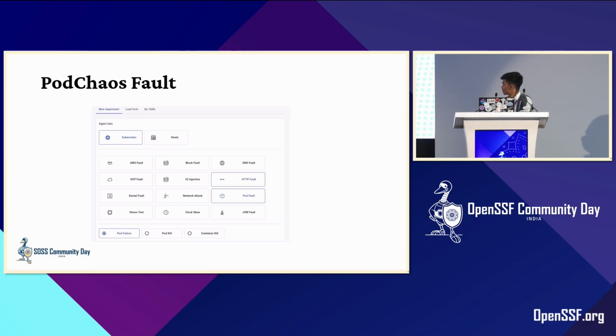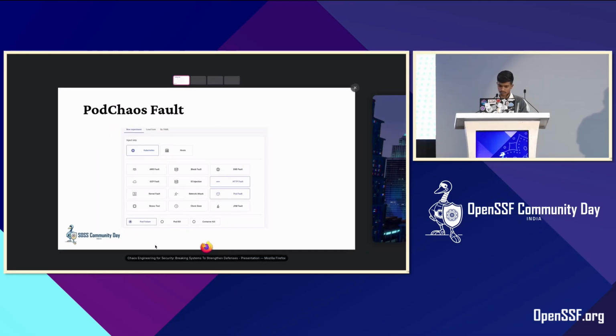So we have the pod chaos fault. Basically, ChaosMesh completely runs on Kubernetes itself or on the physical host. In Kubernetes, it provides a lot of faults, as you can see: the AWS fault, DNS fault, GCP fault, IO injection, HTTP pod fault. In the pod fault, it provides three things: pod failure, pod kill, and container kill. If I can show that to you, let me check.